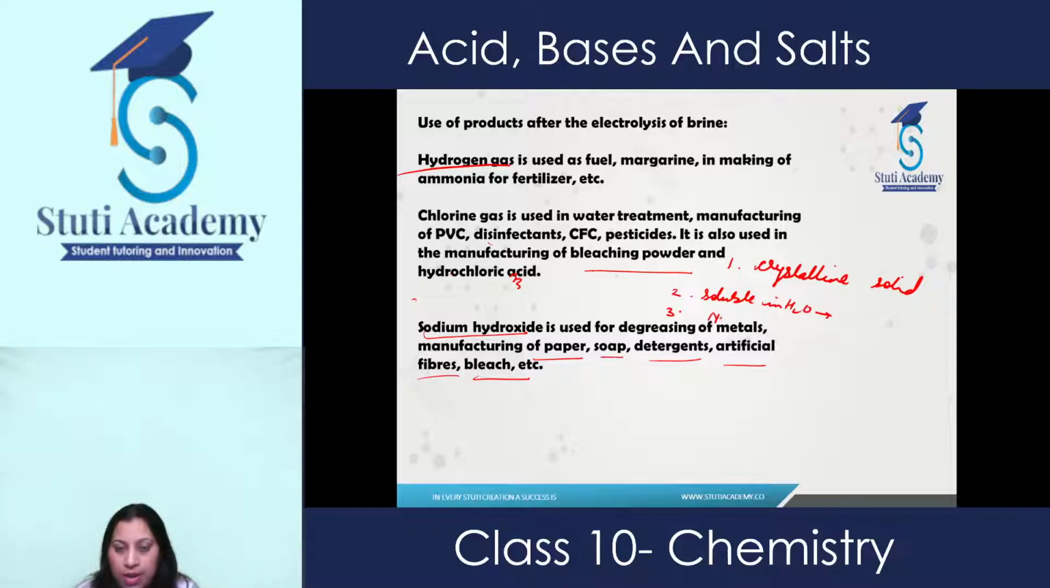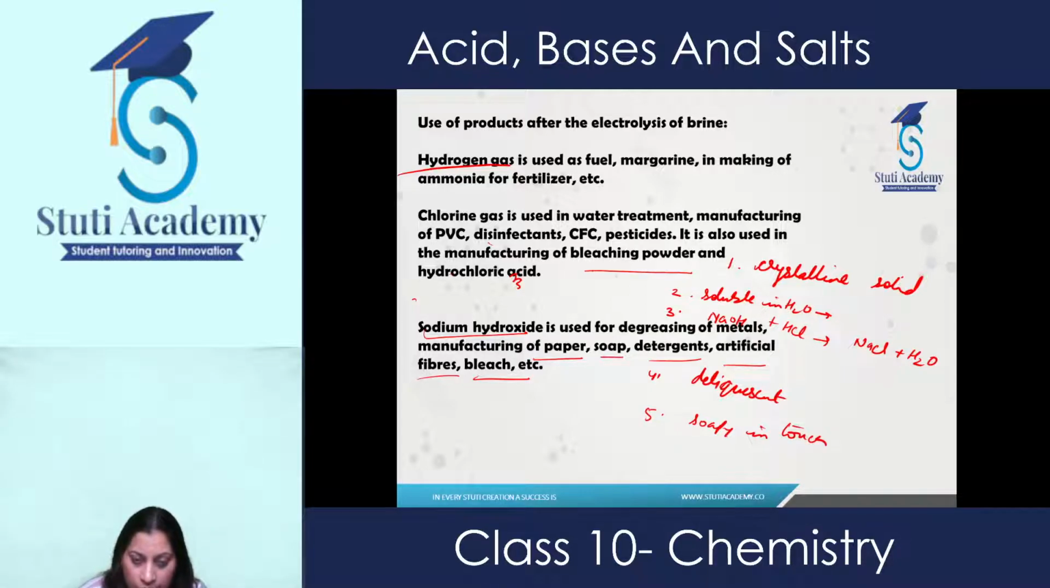When NaOH reacts with HCl, it results in the formation of NaCl plus H2O. So as you can see, from NaOH we also get NaCl. Then again, the crystals of NaOH, sodium hydroxide, are deliquescent. Deliquescent means if you leave crystals of sodium hydroxide, they will absorb moisture from air, and they are soapy in touch.